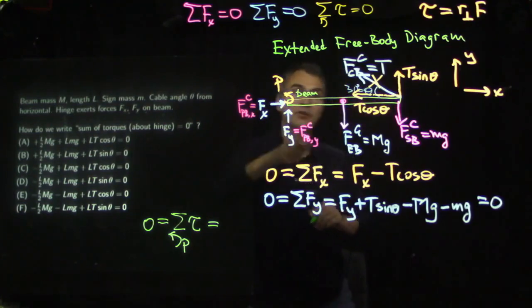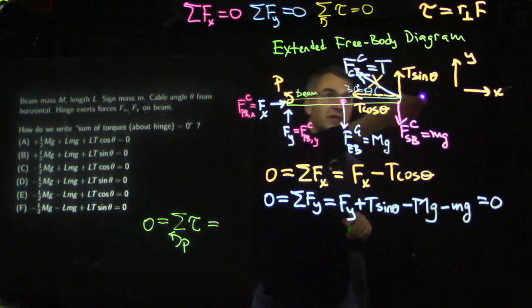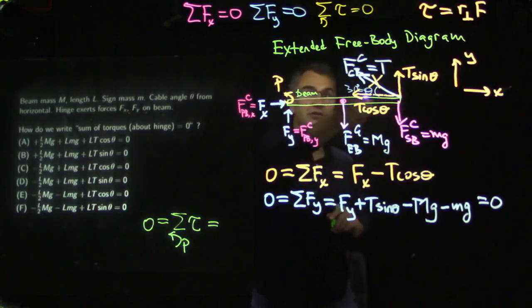But since we didn't label any dimension for the thickness of this beam, I think we're treating it as a beam whose thickness is negligible compared to other dimensions in the problem. So I think for our purposes, we can say that the line of action of this horizontal component of the tension just passes right through the pivot.